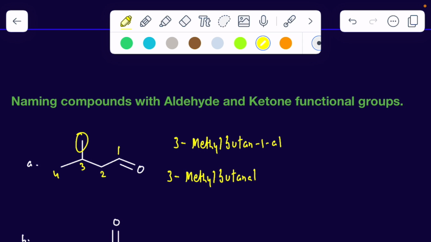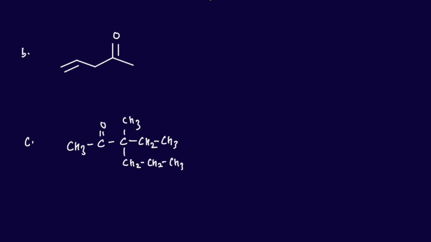Let's look at the second one. In the second one, I have an alkene, a carbon-carbon double bond, but I also have a ketone here. Ketone gets a higher priority than an alkene, so I want to make sure the ketone gets the lowest number possible. That means I need to start counting from the right side. So I would have 1, 2, 3, 4, and 5.